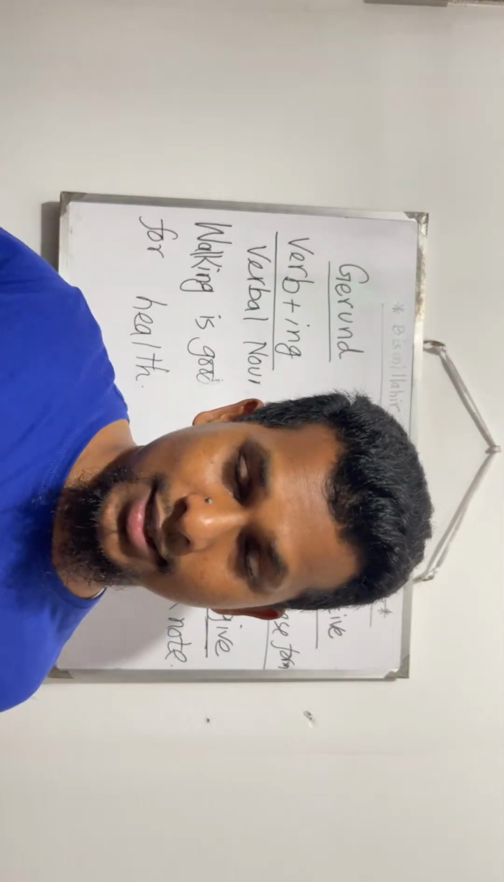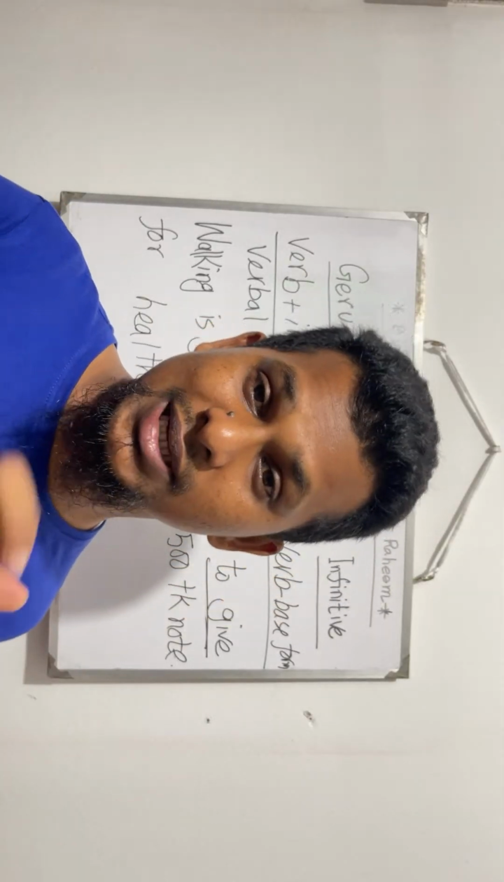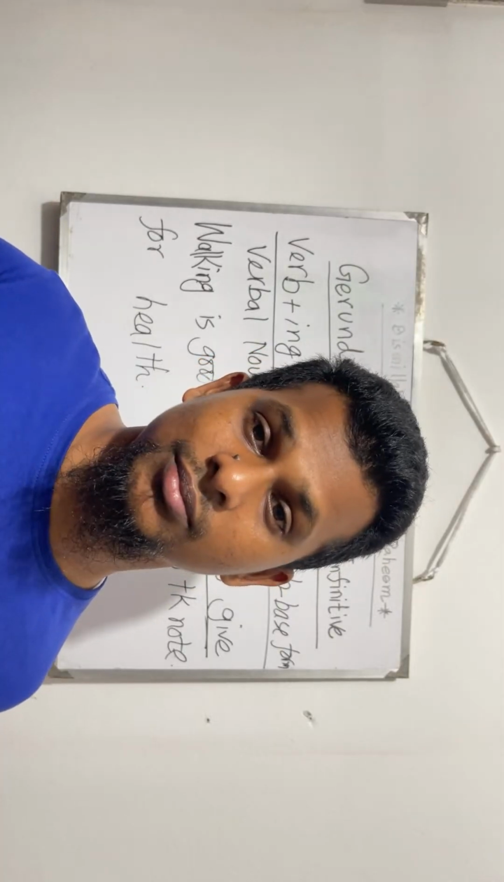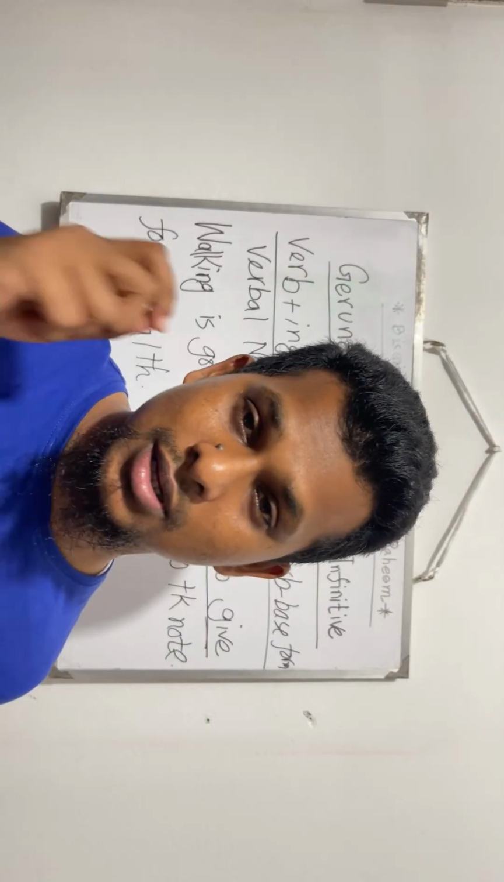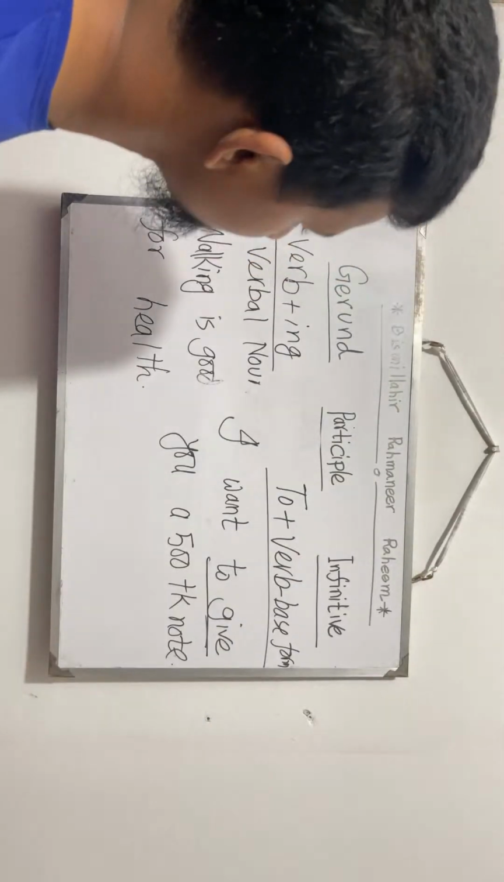So gerund acts like a noun, participle acts like an adjective, and infinitive takes to before it, and the verb is always in the base form. All right, okay, let's see some differences among these three.